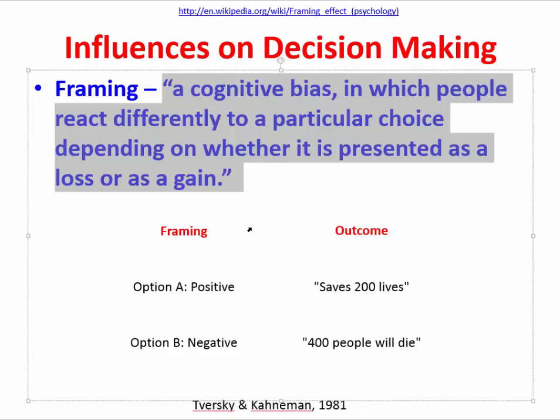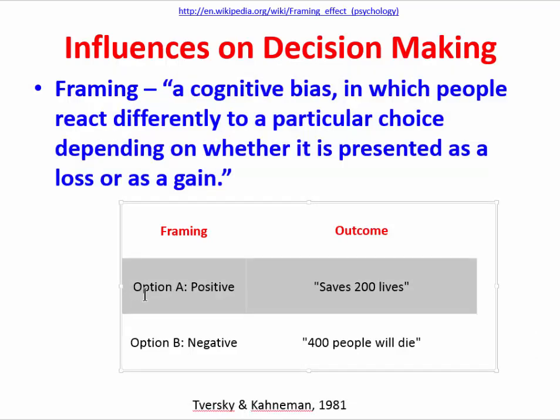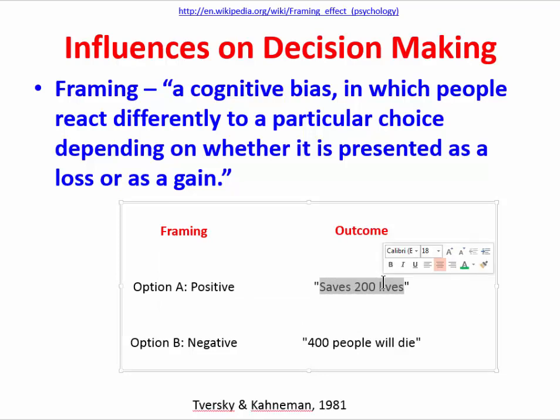In one version of this study, the participants were presented with a positively framed option. We'll call that option A here. In this case, the participants could choose option A as one potential remedy to this dilemma, and it was guaranteed to save 200 lives of the 600.